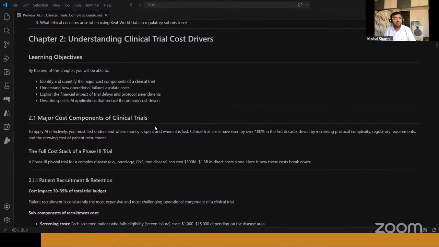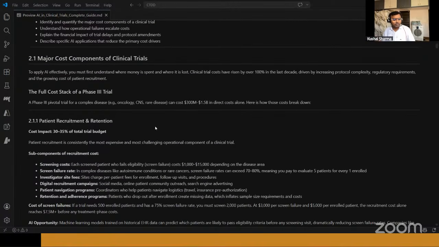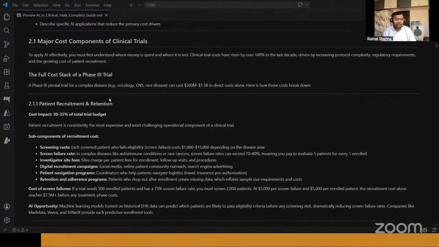Okay, fine. So, what are the major cost components involved? To apply effective AI, you must first understand where money is spent and where it is lost. Clinical trial costs have risen by over 100% in the last decade, driven by increasing protocol complexity, regulatory requirements, and the growing cost of patient recruitment. The full cost stack for a phase 3 trial.